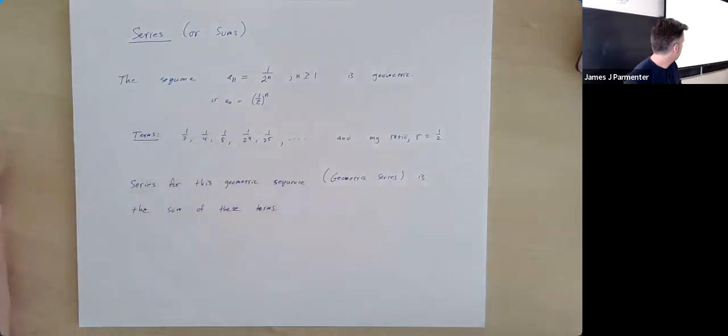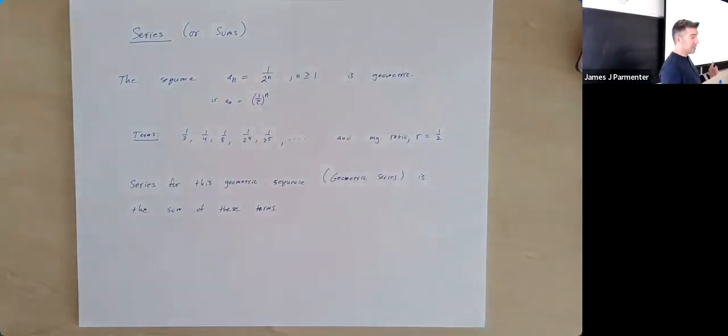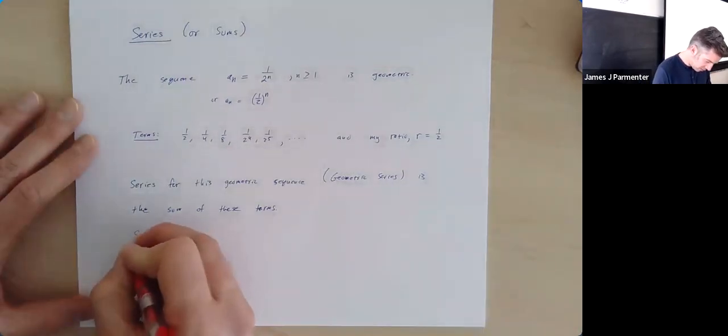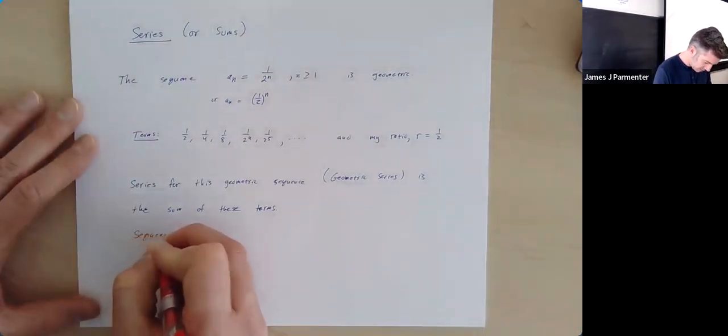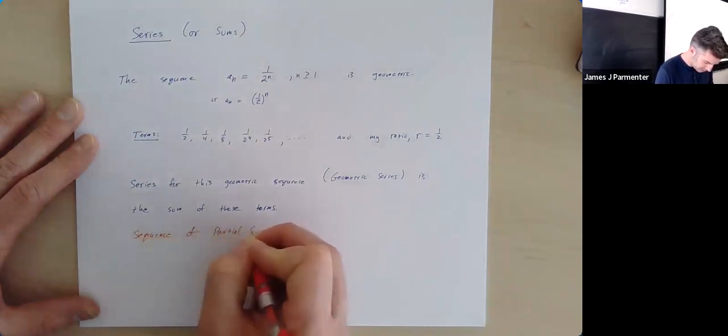How detailed do we want to get? Yeah, let's get fairly detailed. So here's what we actually really do. We're going to create a new sequence, and it's called the sequence of partial sums.